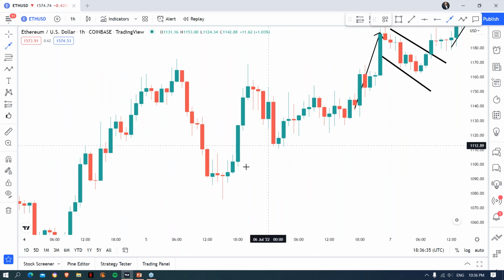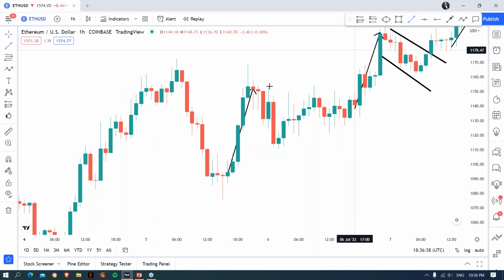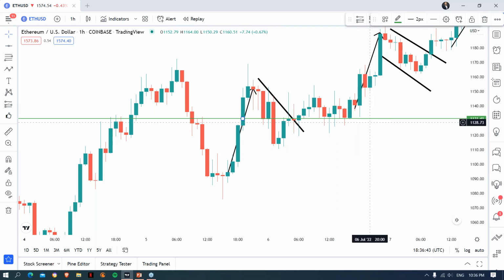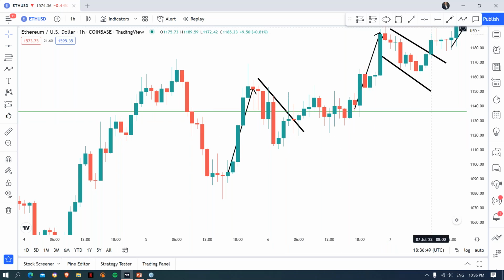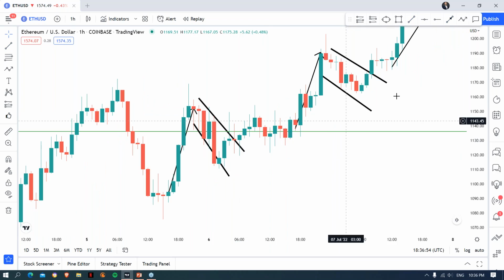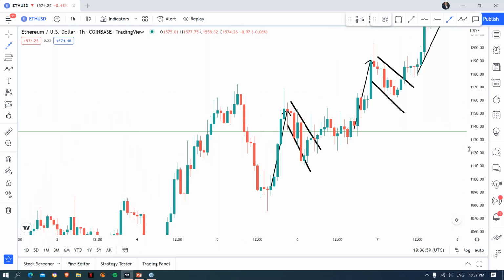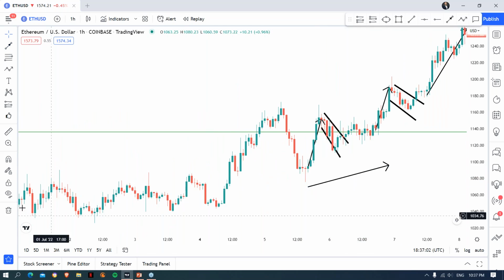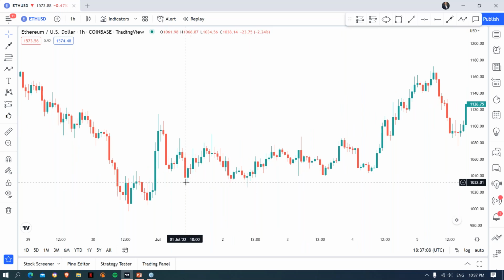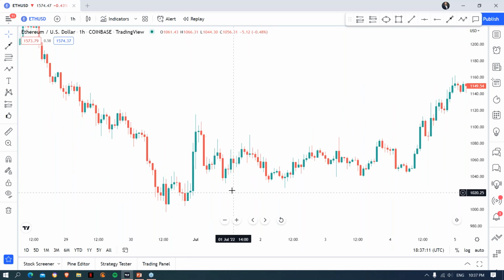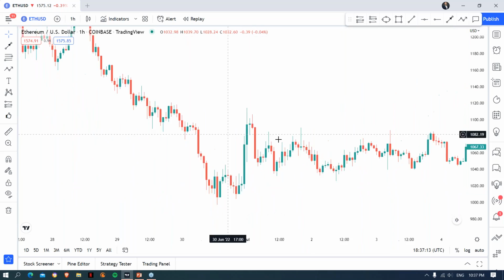Where's my arrow? Now notice how pennants and triangles aren't really as common as wedges and flags and head and shoulders. Why am I getting a support line again? Oh, okay, that's why. And notice from here how the market actually moved sideways, then went up to this movement right below here. Let's remove these. Let's look if we can find a triangle. It's kind of similar to a triangle a little bit, but it's not a big triangle.